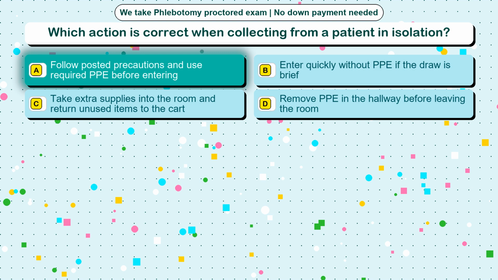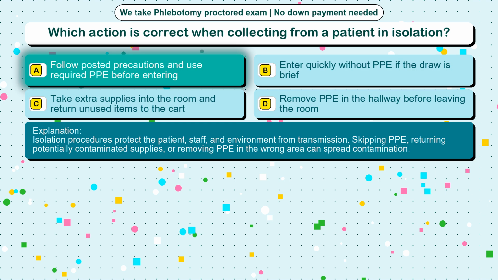The correct answer is option A. Follow posted precautions and use required PPE before entering. Isolation procedures protect the patient, staff, and environment from transmission. Skipping PPE, returning potentially contaminated supplies, or removing PPE in the wrong area can spread contamination.